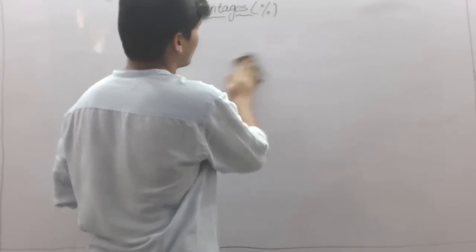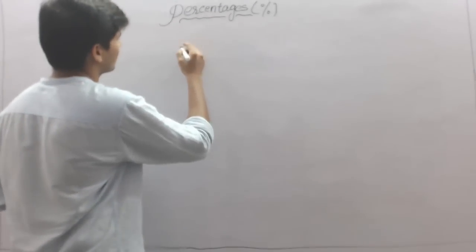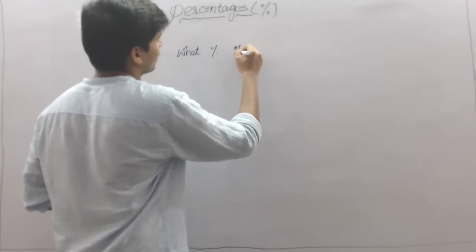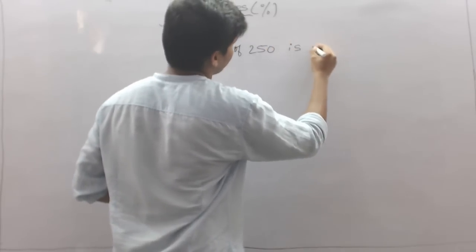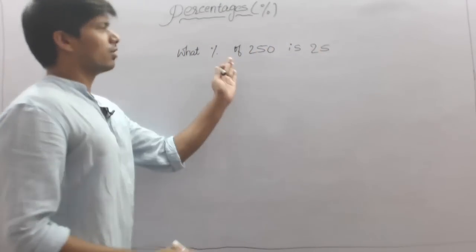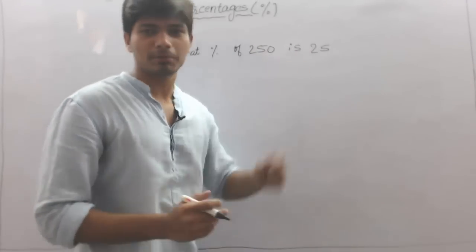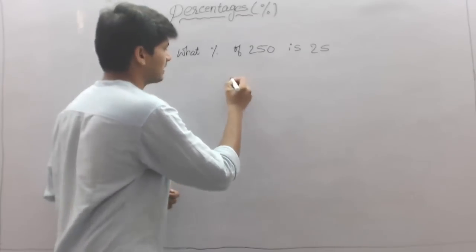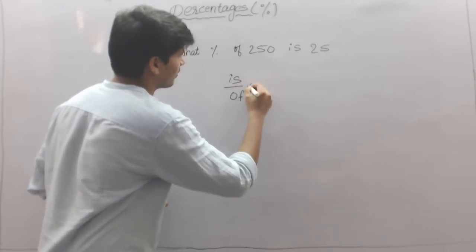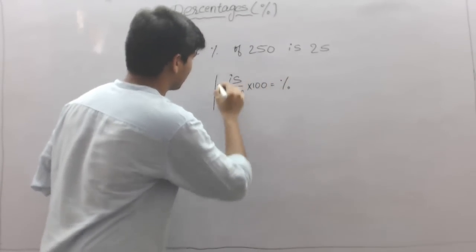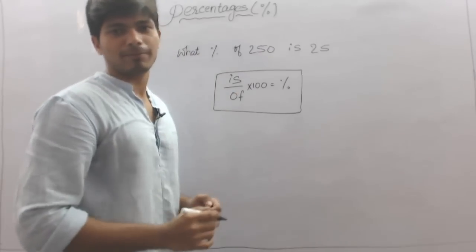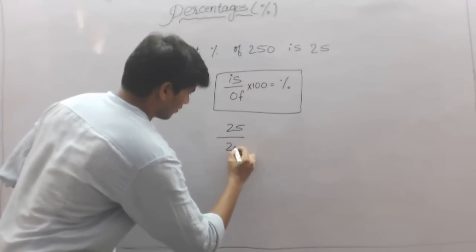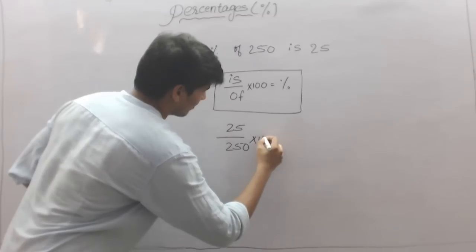And next, what percentage of 250 is 25? Now, 25 out of 250, 25 is what percentage? That means, how are you going to solve this problem? By convention, we have a formula: divided by of, into 100, gives you the percentage. This is the conventional formula, that is 25 divided by 250, into 100.